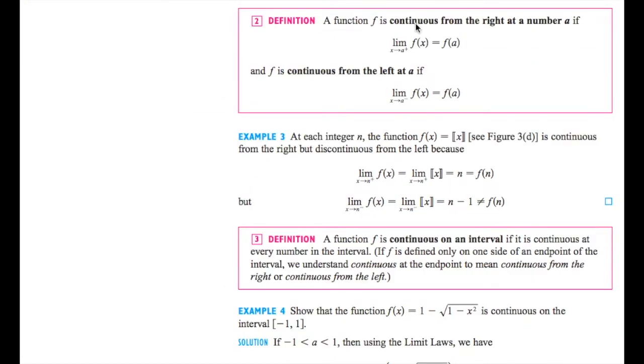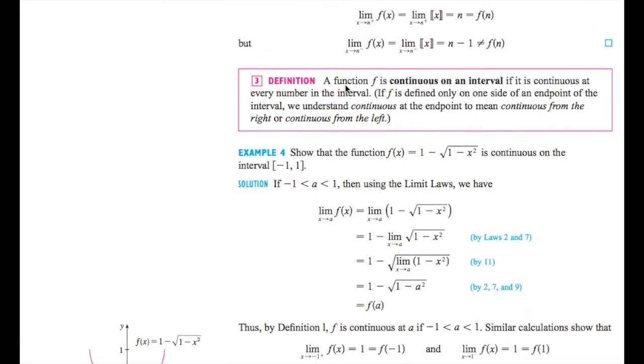A function f is continuous from the right at a number a if the right-hand limit is equal to f of a, and f is continuous from the left at a if the left-hand limit is equal to f of a. So now they're just checking one side and the other side. They're saying it's only continuous on one side, not the other side. We don't know the other side. Okay, and a function f is continuous on an interval if it's continuous at every number on the interval. So you have to check every single point, is it continuous?